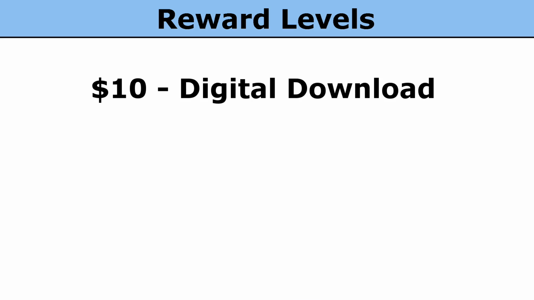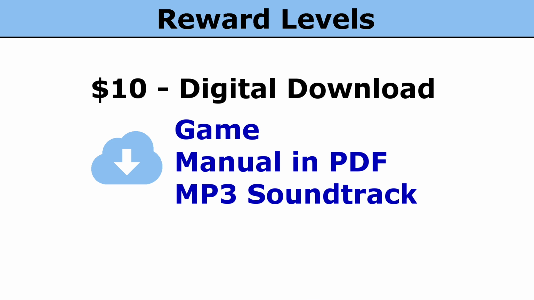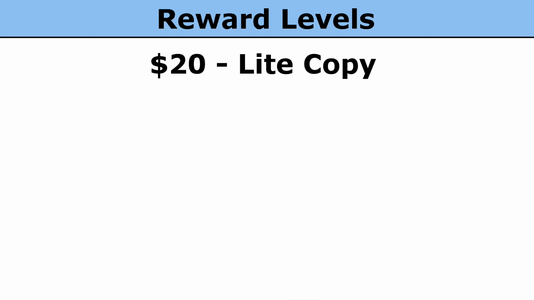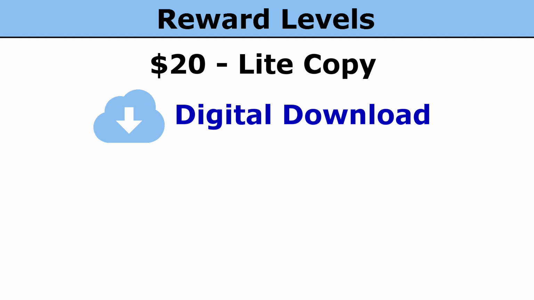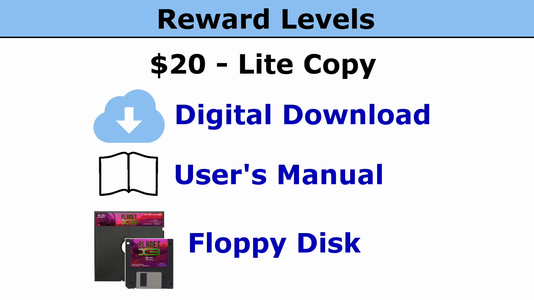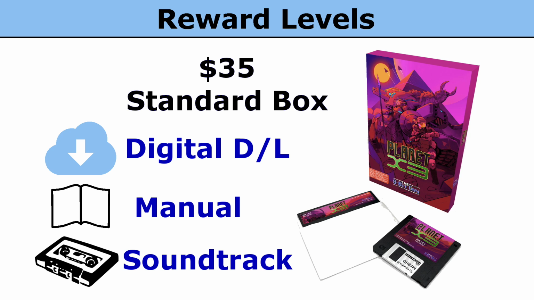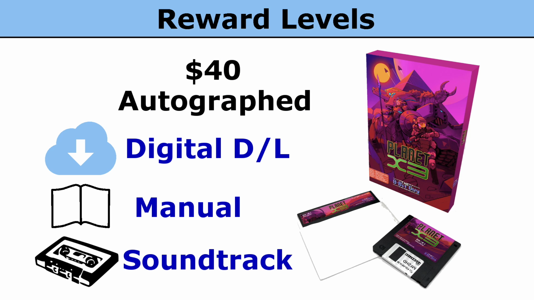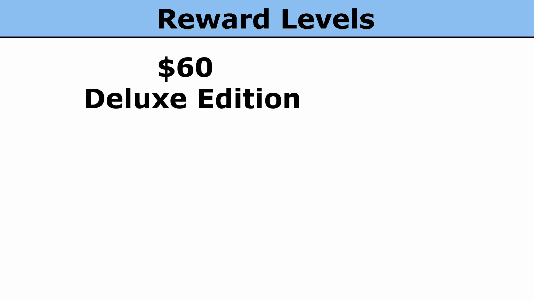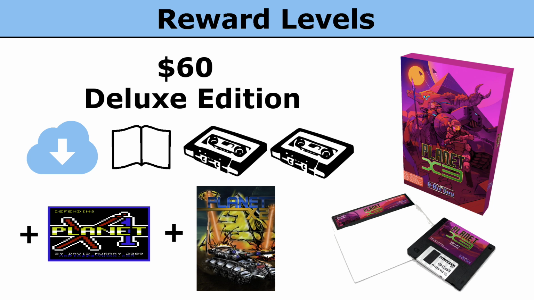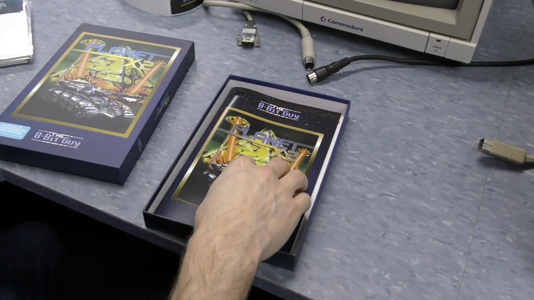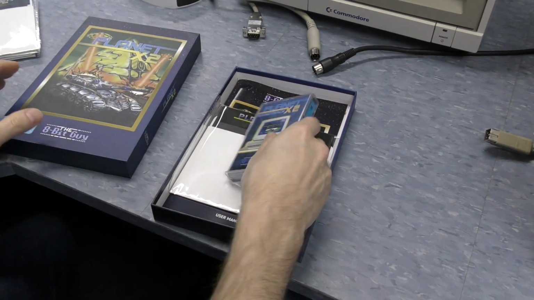Now, obviously, anybody can donate any amount to the Kickstarter, even if it's just $1 to help out the project. But if you pledge $10, then you'll receive a digital download of the game, the manual, and the soundtrack when it's finished. If you pledge $20 or more, you'll receive the digital copy plus a light copy. It will be something pretty similar to what I've been selling for Planet X2. $35 or more will get you a standard box set, which will include the soundtrack cassette as well. $40 will get you an autographed box. $60 will get you an autographed box along with Planet X1 for the VIC-20 and Planet X2 included inside the box as well, and that will actually include everything that was originally inside the Planet X2 box along with all of the new Planet X3 stuff.